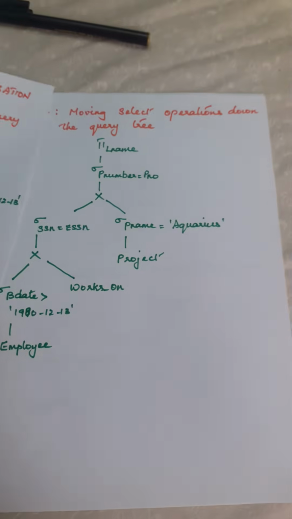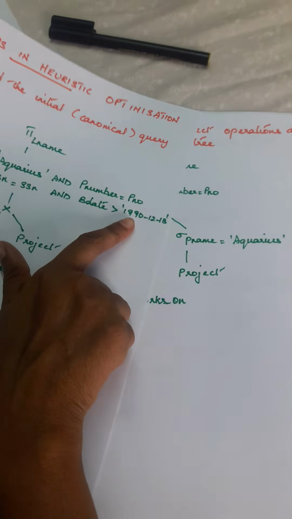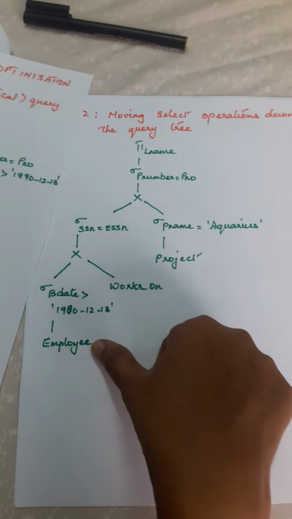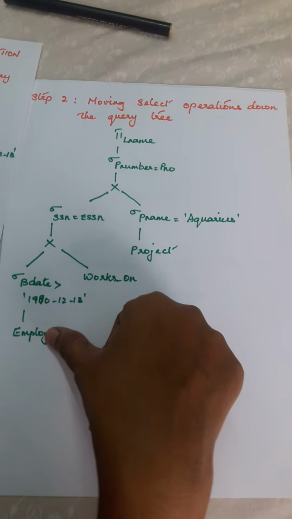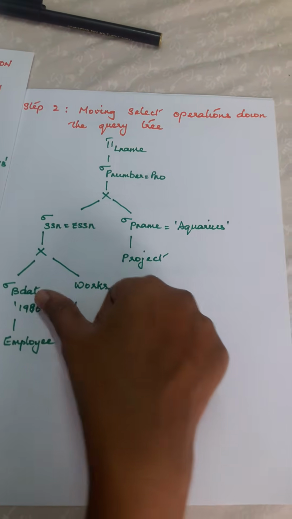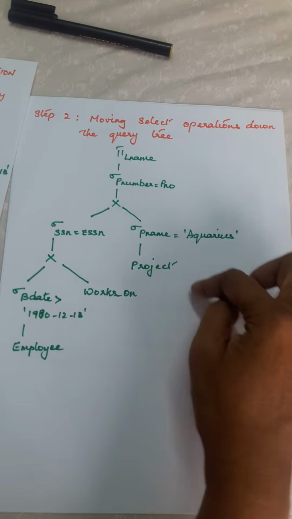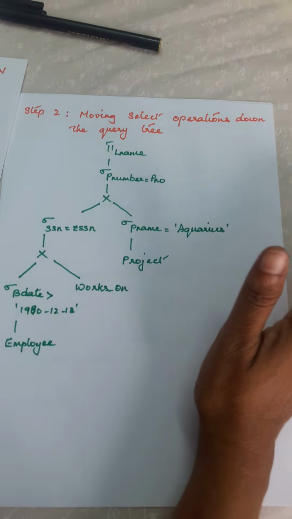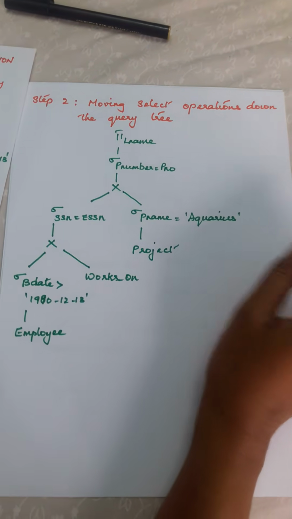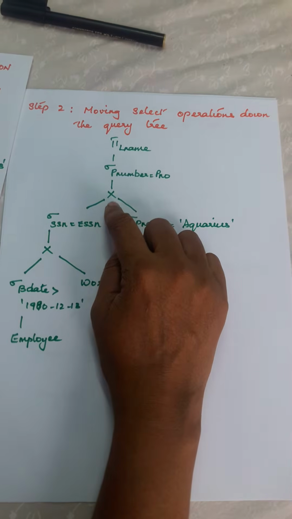Okay, and next one is birth date greater than this date. Actually this condition is related to the table employee, so that condition we'll be writing just before the relation employee. So this is the second step, just splitting of the sigma condition based on the relations and the joins.